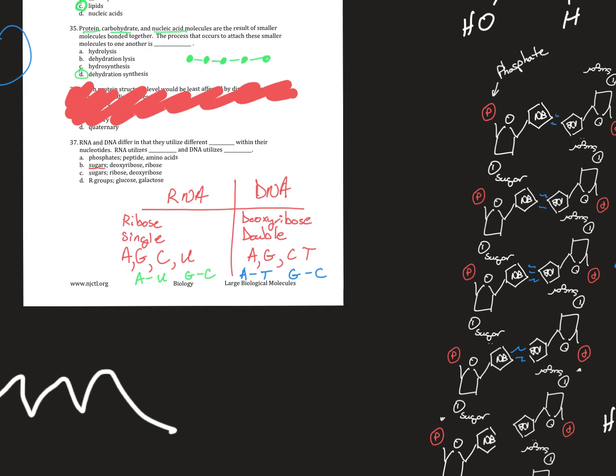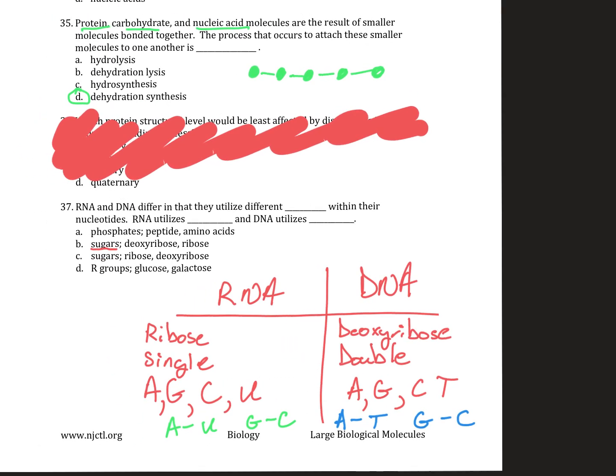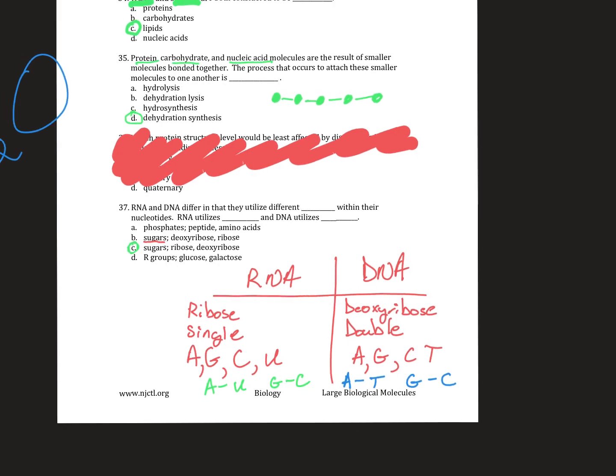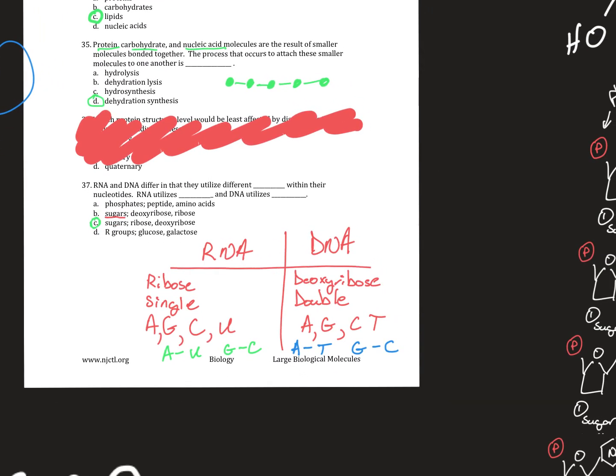So DNA is double-stranded. A binds with T, G with C; with RNA, A with U, G with C. So now let's look at the groups. It says RNA and DNA are different, utilizing different sugars within their nucleotides. RNA utilizes ribose, DNA uses deoxyribose. The answer is, I hope it's obvious, it's C. I think that should be obvious to everyone based on everything I just said.